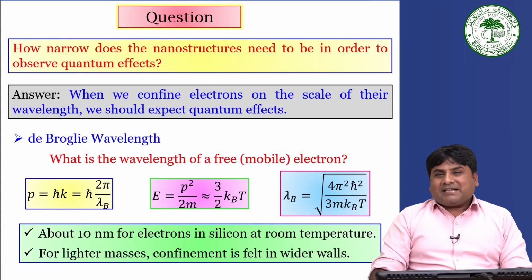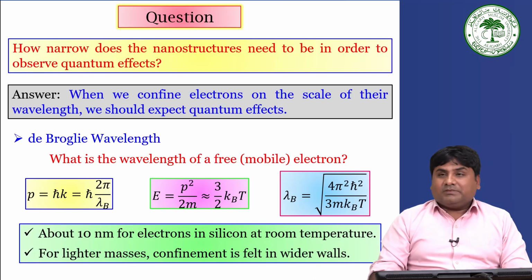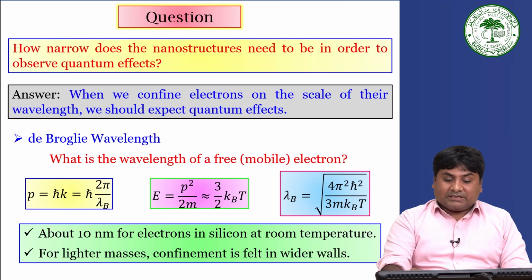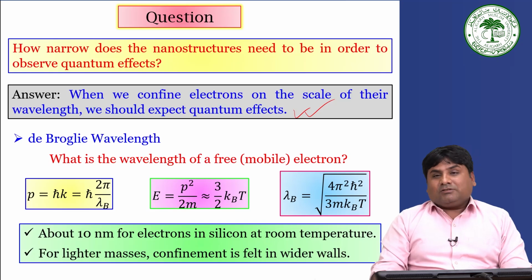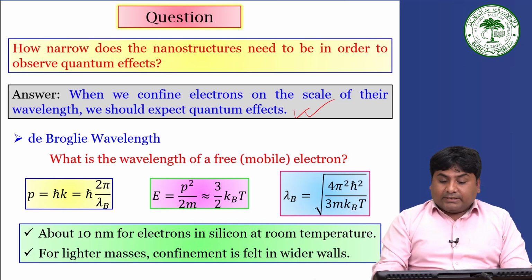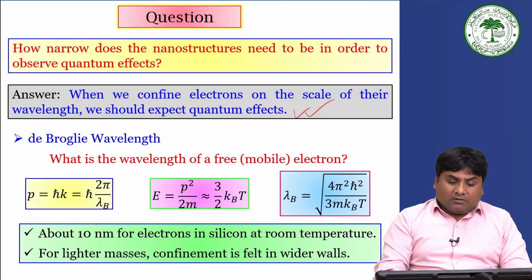Now, what will be the size of the particle where the quantum confinement effect will be observed? Or you can ask like that: how narrow does the nanostructure need to be in order to observe the quantum effect? The answer is, when we confine an electron on the scale of its wavelength, we should expect quantum effects. That means the size should be of the order of the electron de Broglie wavelength. So now the question is, what is the wavelength of the free or mobile electron? You can calculate the de Broglie wavelength from this equation.